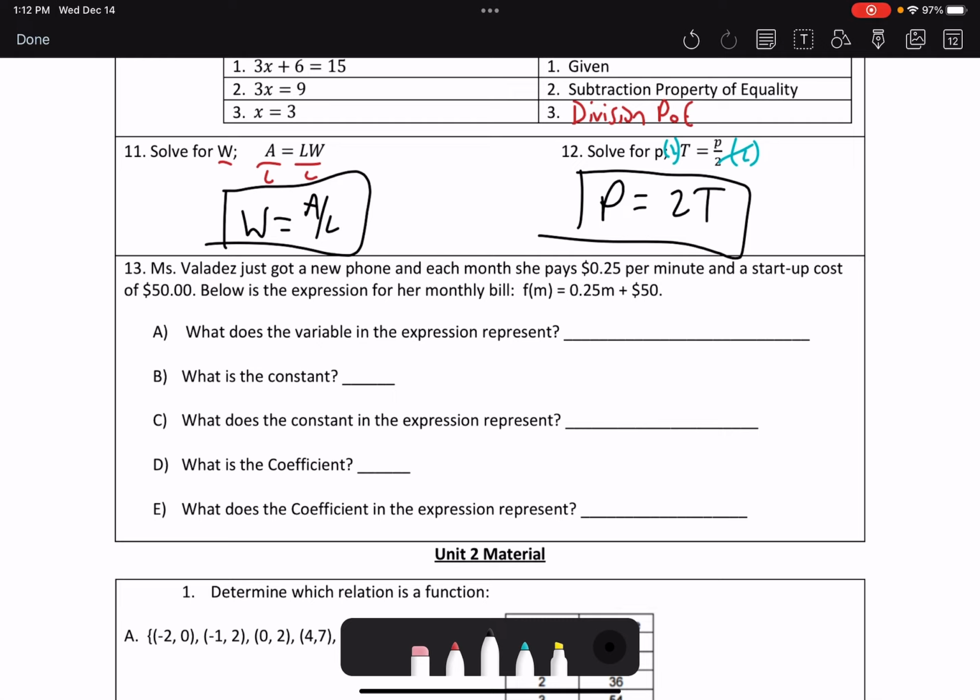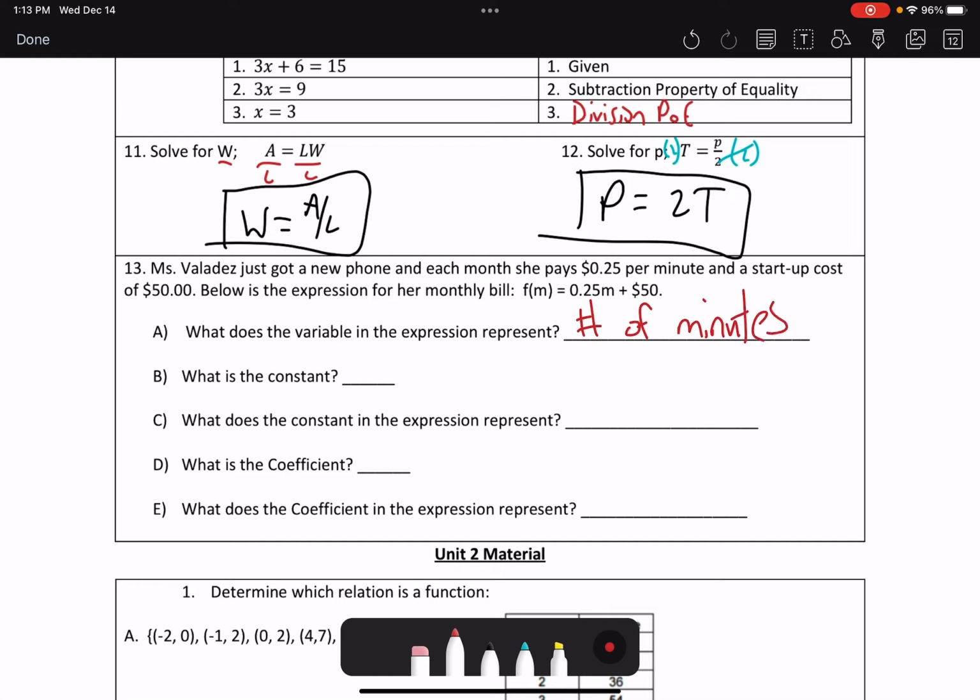Which gets us to our last problem, which was applications with these polynomial expressions and just understanding some of these applications. This one says that Miss Valadez just got a new phone and each month she pays 25 cents per minute and a startup cost of $50. Below is the expression for her monthly bill. f of m equals 0.25m plus 50. What does the variable in the expression represent? Well, I know she pays 25 cents per minute, but I don't know how many minutes there actually are. So my variable is my unknown, which is going to be the number of minutes.